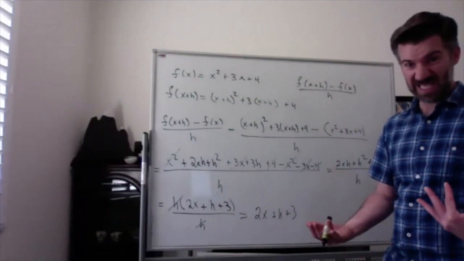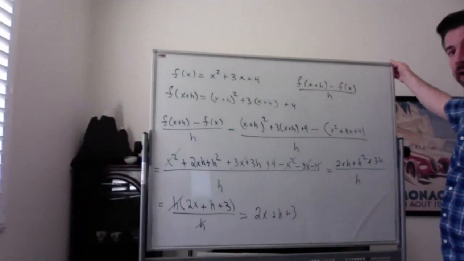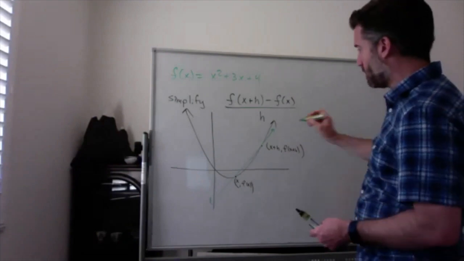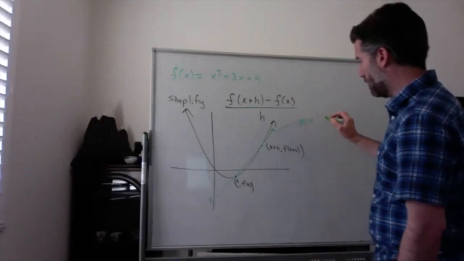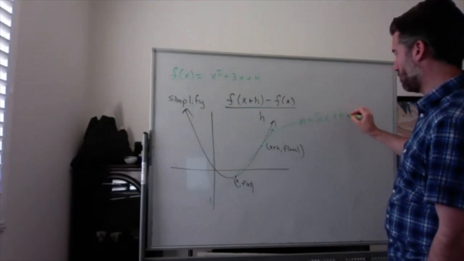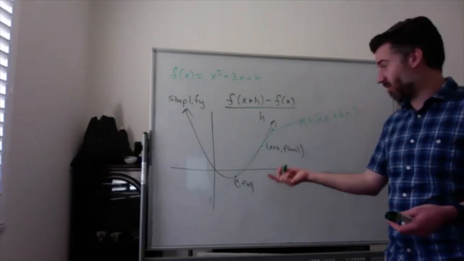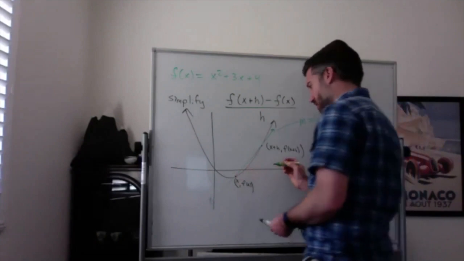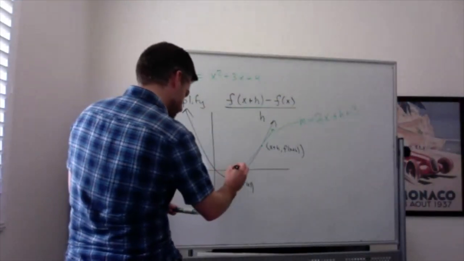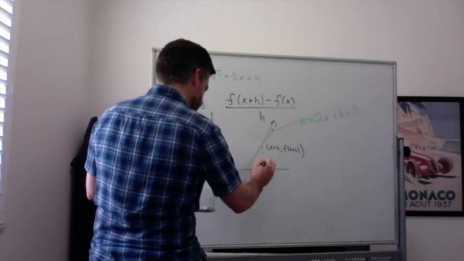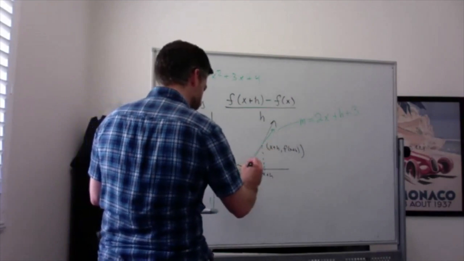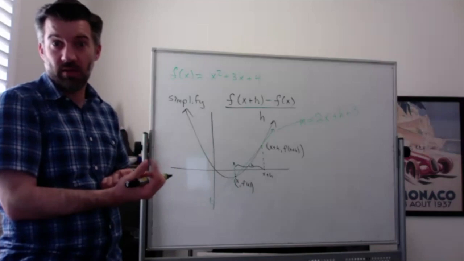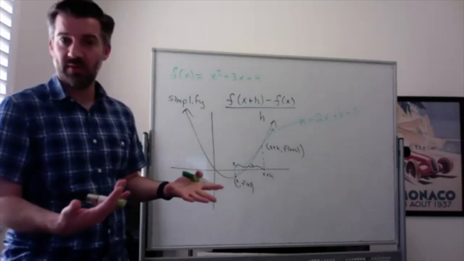So here's what this means. We look back at our picture here: the slope of this line is 2x plus h plus 3, which obviously depends on what your x and your h actually are, right? h is the distance here between x and x plus h, so this distance here is h. If that distance gets bigger or smaller, the slope is going to get bigger or smaller. And if your x changes, it's also going to affect the slope of the secant line.